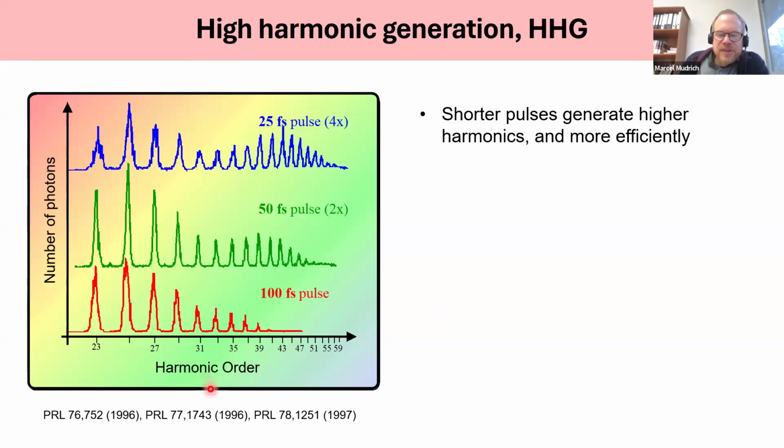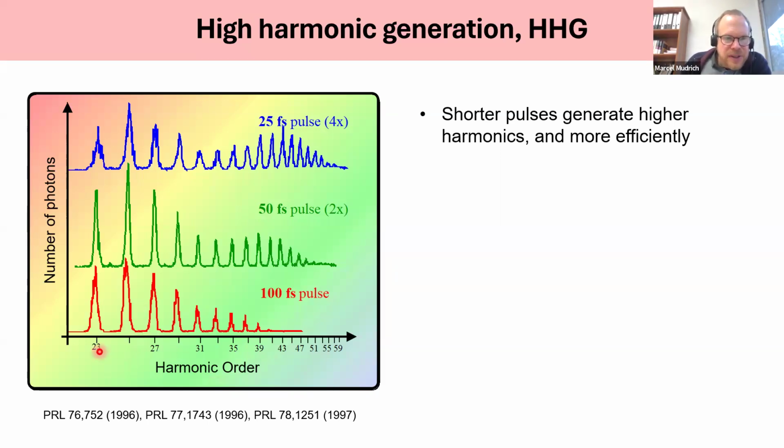This process can also be seen as a high order nonlinear optical process, similar to second harmonic generation in a crystal, where the frequency is just doubled. So the second order of the driving light is produced. In this extremely nonlinear process, much higher orders can be produced.